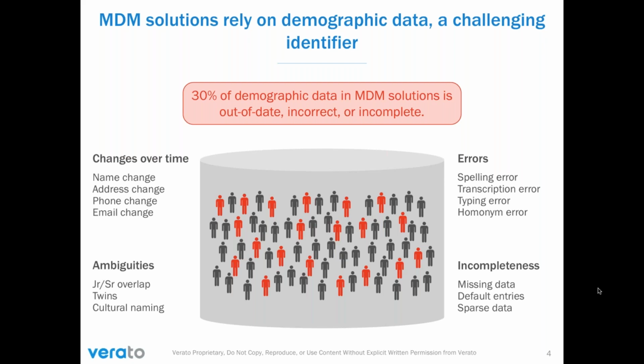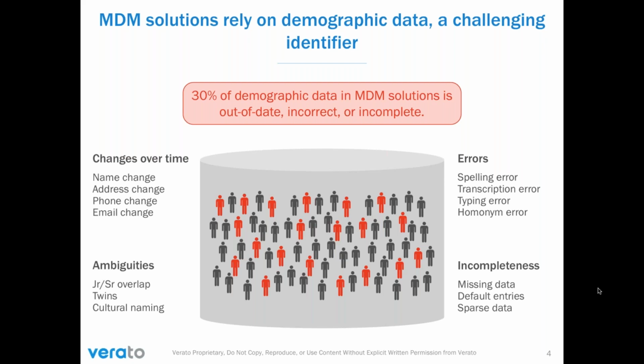Then there's just ambiguities, right? Even when the data is not wrong, you can have twins who have very similar looking data that can make you think they're the same person. You can have parents and children with the same name because they're junior and senior. You can have variations in how names are represented because, in some cultures, names are represented first name, last name, and others it's last name, first name. There's just ambiguities. The data is not wrong, but it may be different between one record and another because of these ambiguities.